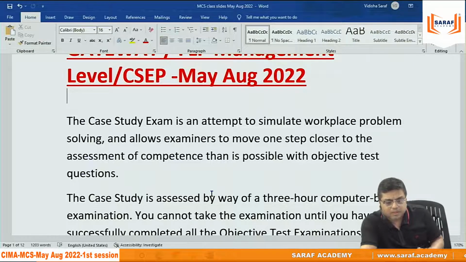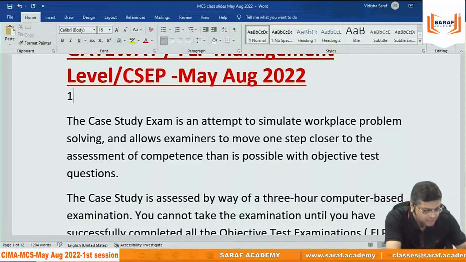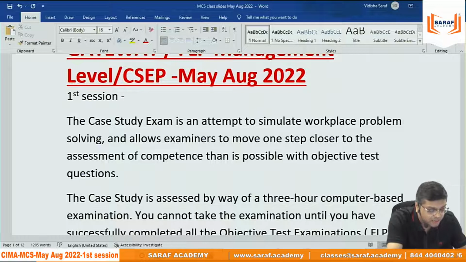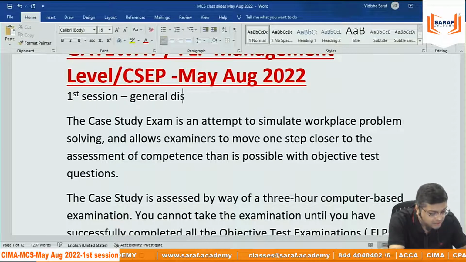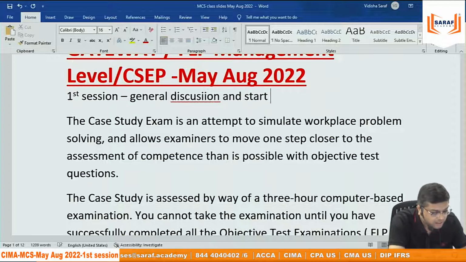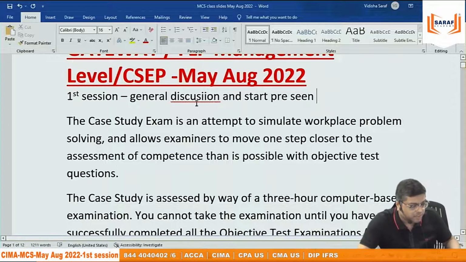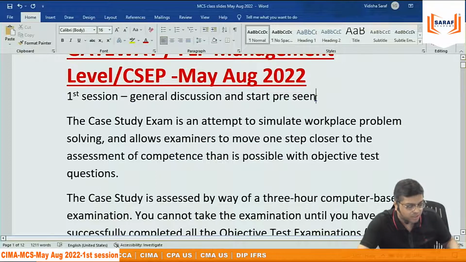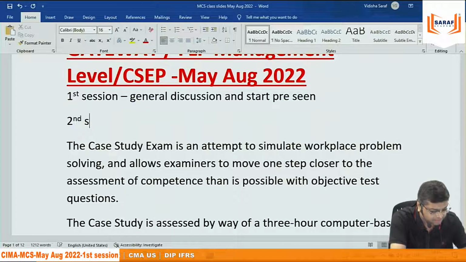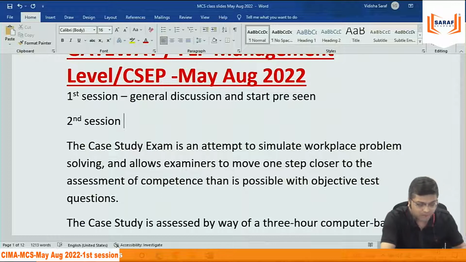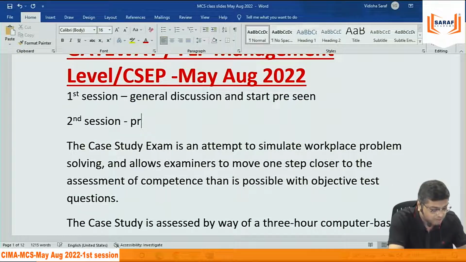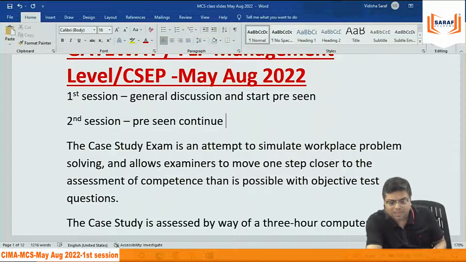Now, in this 8 sessions, the first session is the running general discussion, and we start pre-seen. Pre-seen discussion we will start in this session only. Second session, that is today only, after a break of around 20-30 minutes, pre-seen continues. The objective is, mota moti the pre-seen basic understanding about the industry and all that we need to cover today.